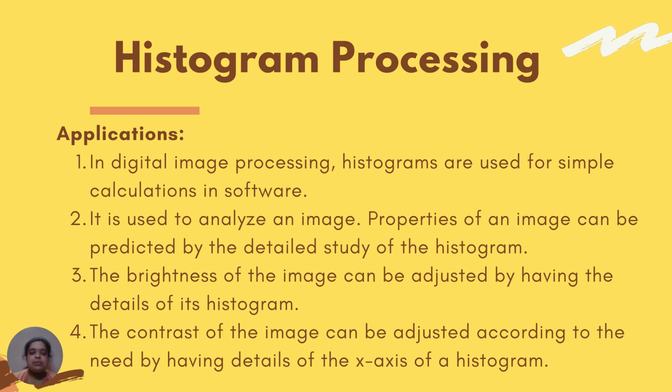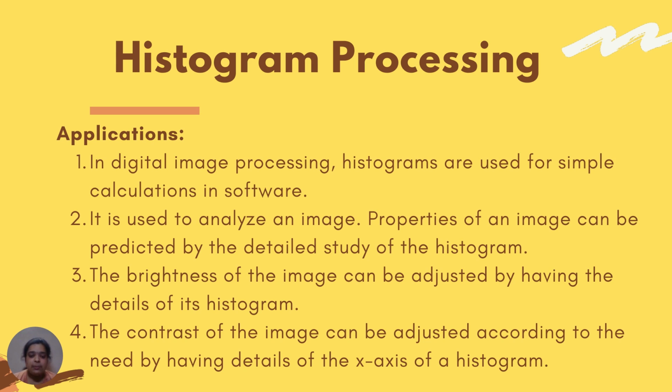Now, let us see some applications of histogram processing. In digital image processing, histograms are used for simple calculations in software. It is used to analyze an image. Properties of an image can be predicted by a detailed study of the histogram. The brightness of an image can be adjusted by having the details of its histogram. Every image can have its own histogram.